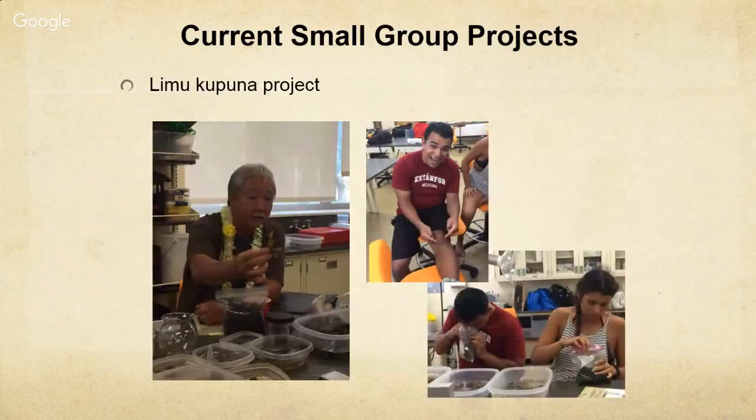And this third project, the Limu Kupuna project, we had 2 Native Hawaiian students in our first cohort, and they were really interested in looking at traditional uses of limu, or algae. And these are pictures from Uncle Wally Ito coming in and showing us how algae is prepared traditionally. I got to taste it. It's a delicious day.